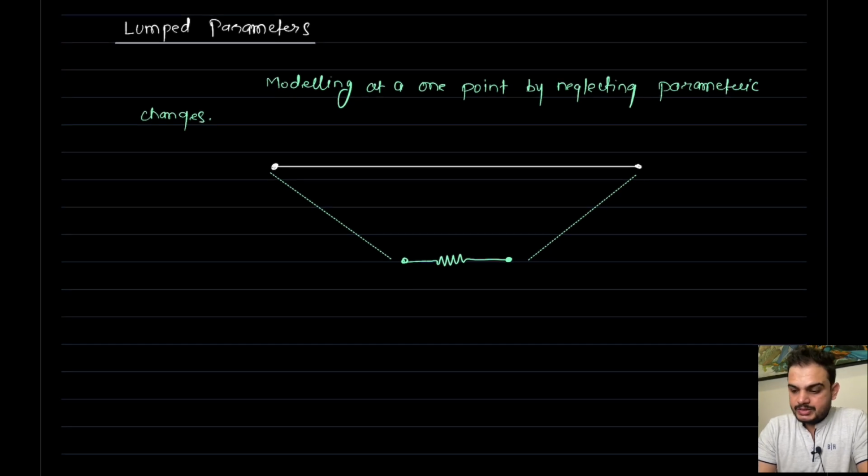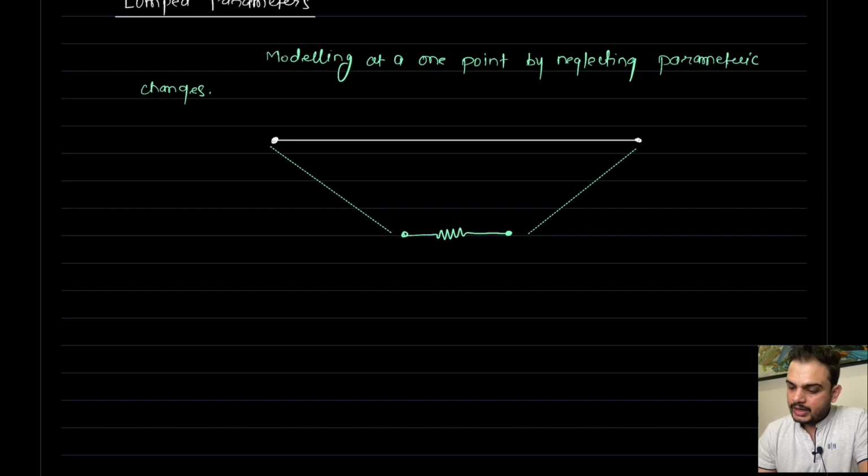Now our next topic is what are lumped parameters and what are distributed parameters. I hope you are familiar with these words. This is very easy. For an electric circuit we use lumped parameters. What I am saying here is modeling at one point by neglecting parametric changes; that is nothing but a lumped parameter.